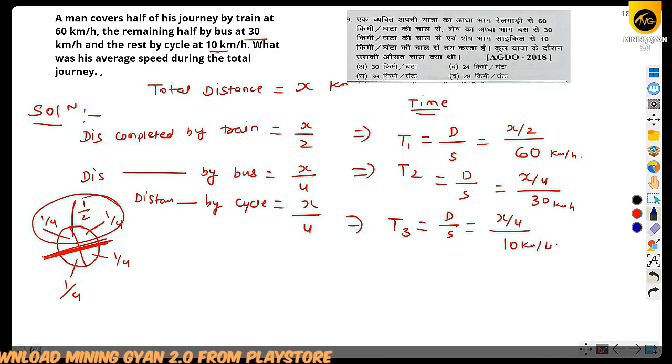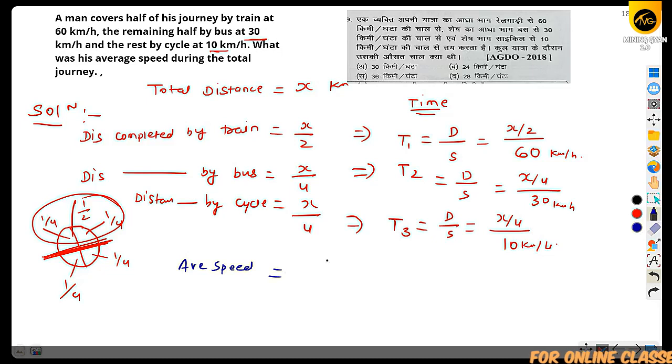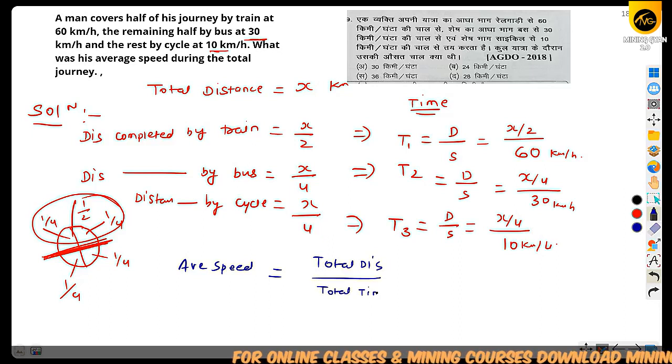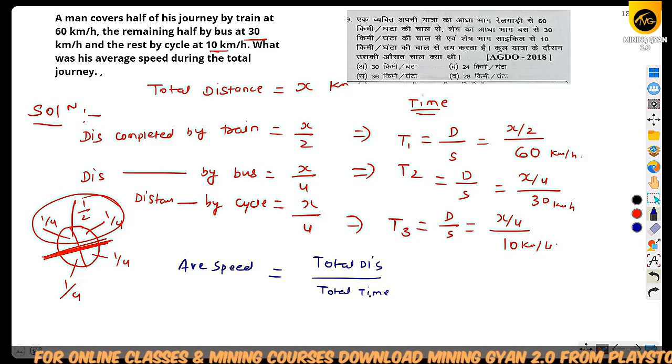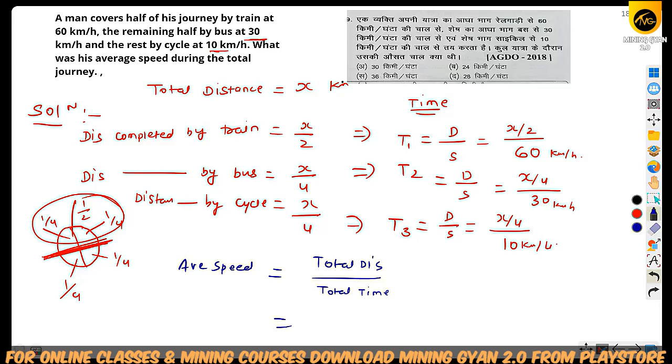Is it clear? What was his average speed during the total journey? In this case, we have to find the average speed during the total journey. So the average speed is equal to total distance divided by total time interval. This is the conventional formula of average speed: the total distance divided by the total time taken by the whole journey. In this case, the total distance is already assumed to be x, so just put down x.